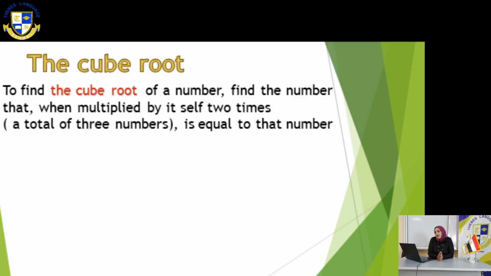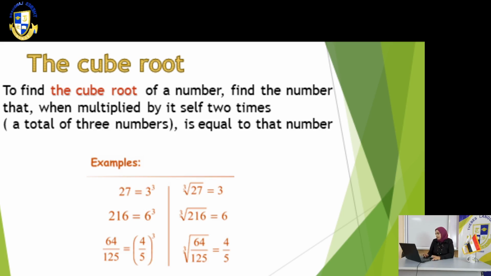The cube root. To find the cube root of a number, find the number that when we multiply it by itself 2 times, a total of 3 numbers, is equal to the number. For example, the cubic root of 27 is 3. The cubic root of 216 is 6. The cubic root of 64 over 125 is 4 over 5. Let's move to slide number 6.